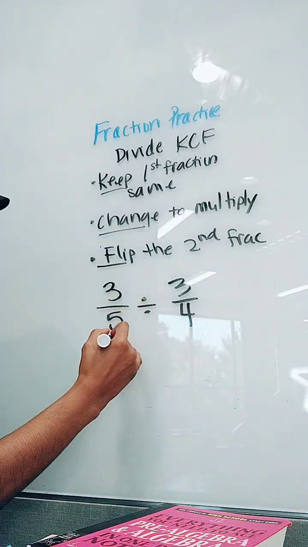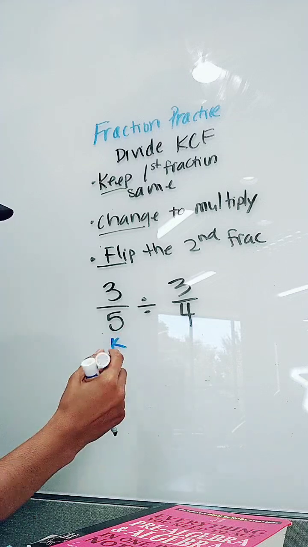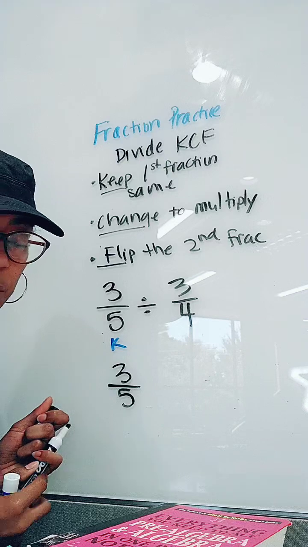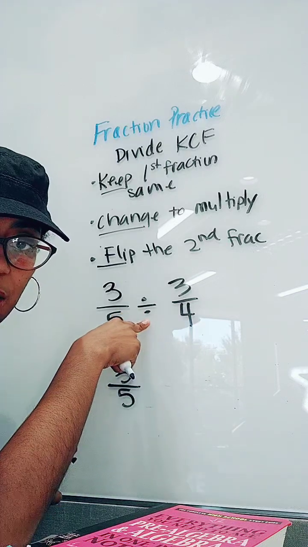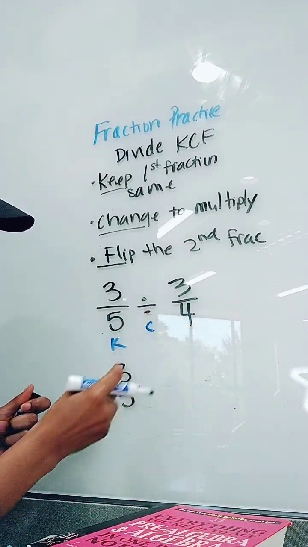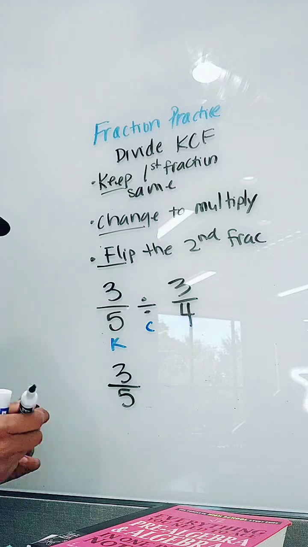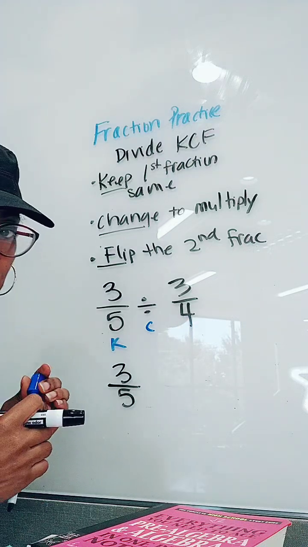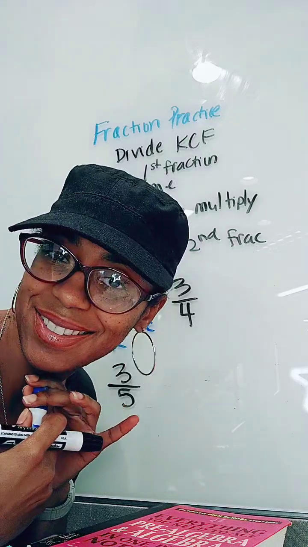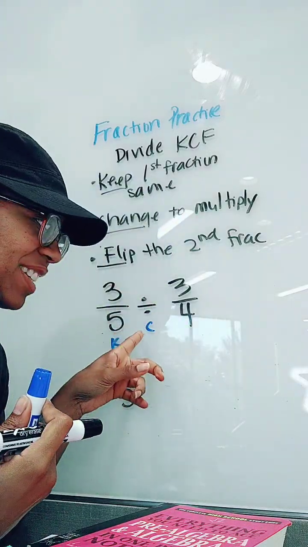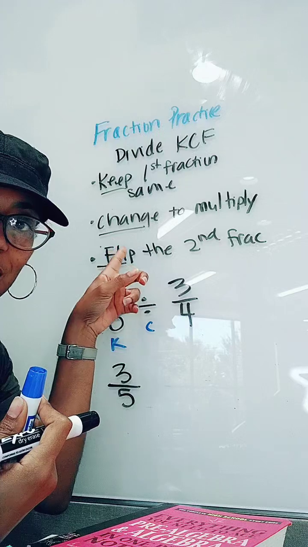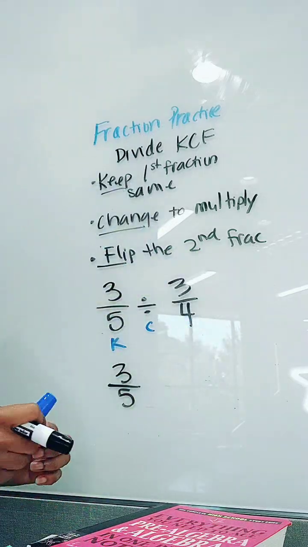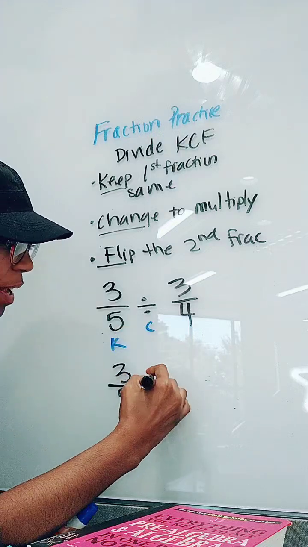Remember, we're going to keep the first fraction the same, so that means it's going to be 3/5. Okay, and instead of this being a division sign, now it changes to what? Don't be shy. Say something. Instead of being division, what does it change to? Thank you, Alexis, very good, multiplication. So instead of division, now we have multiplication.